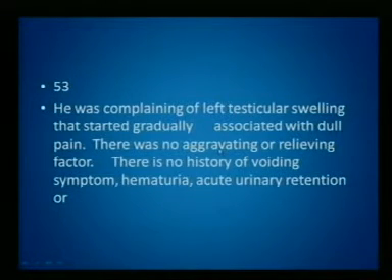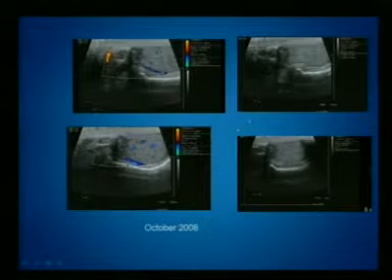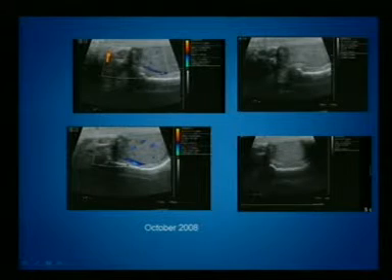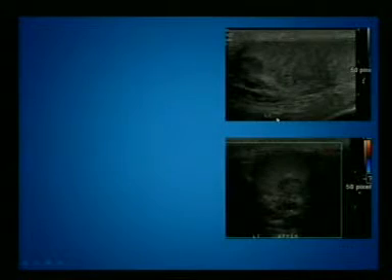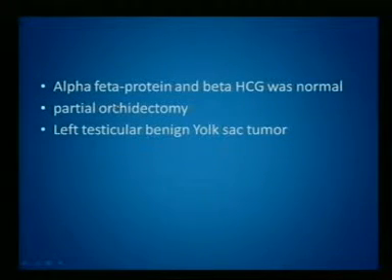Another example, 53 years old, complaining of testicular swelling. It is dull pain, no urinary symptoms seen. You see here there is a hypoechoic mass in the upper pole of the testis. With partial orchidectomy, the mass proved to be a benign yolk cell tumor.